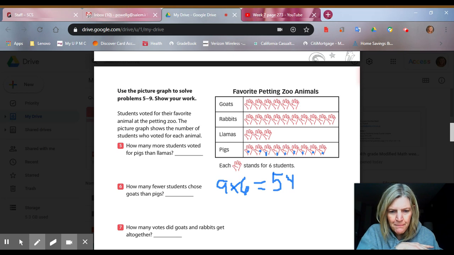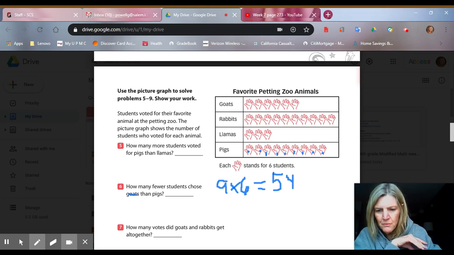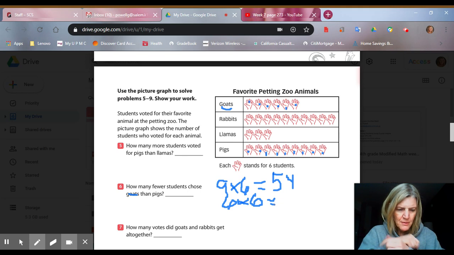And let's see. Goats. Goats are up here. 1, 2, 3, 4, 5, 6. 6 votes for goats times 6 students each hand stands for. 6 times 6. Do you remember? If you don't remember, then think of a problem that you know that's close to 6 times 6. Try 6 times 5.